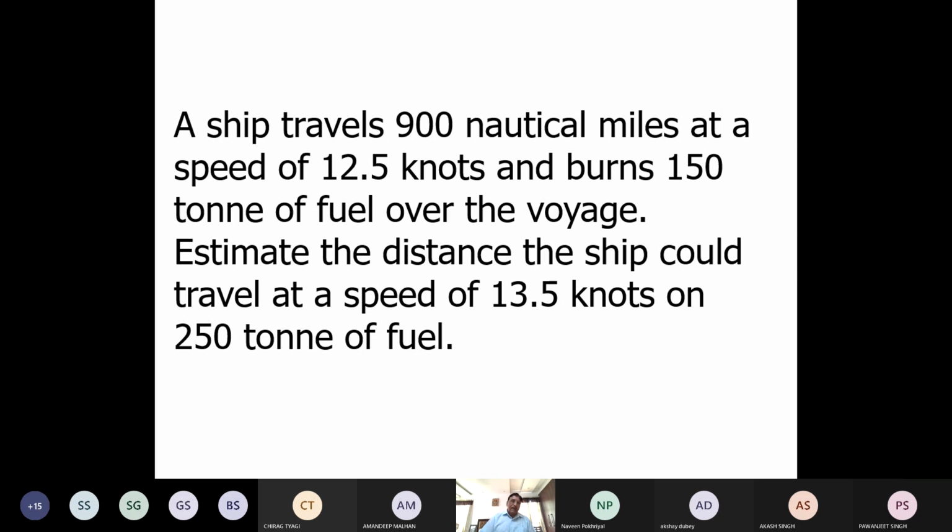Let us do it. A ship travels 900 nautical miles at a speed of 12.5 knots and burns 150 tons of fuel over the voyage. Estimate the distance the ship could travel at a speed of 13.5 knots on 250 tons of fuel. So how much distance will we be able to travel? That is what we have to calculate.